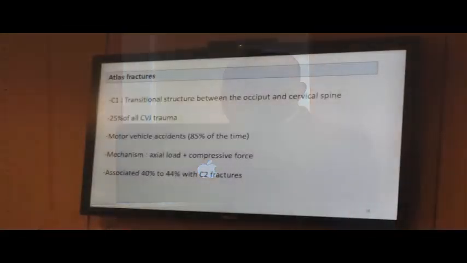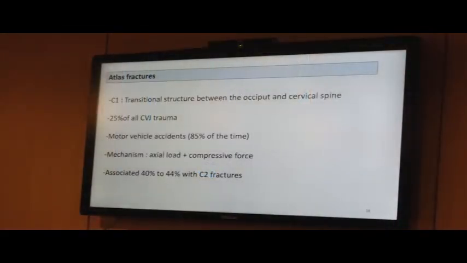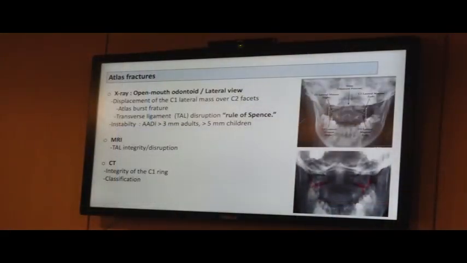They occur as a result of motor vehicle accident 85% of the time. C1 fractures are most often a result of an axial load plus an additional vector of compressive force. And they are associated with 40% to 44% of C1 fractures. The cervical spine X-ray remains the first line diagnostic tool to identify isolated atlas fracture.